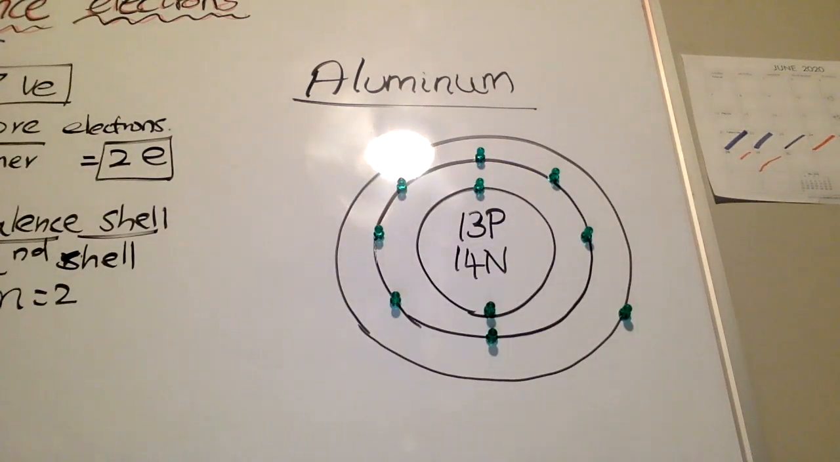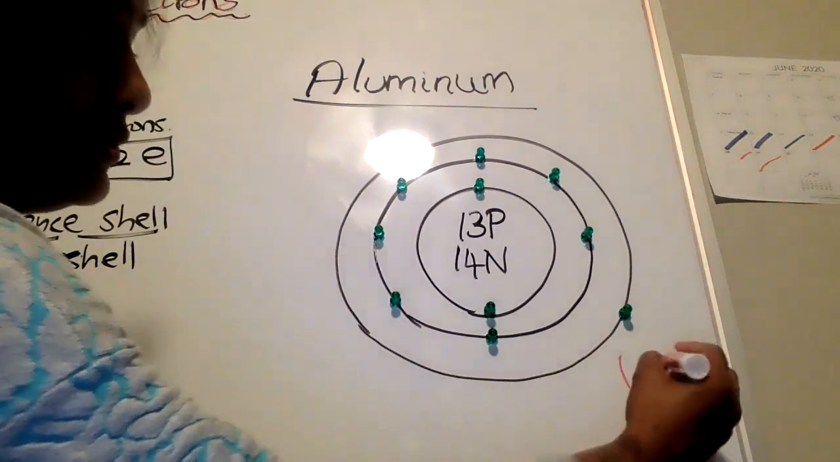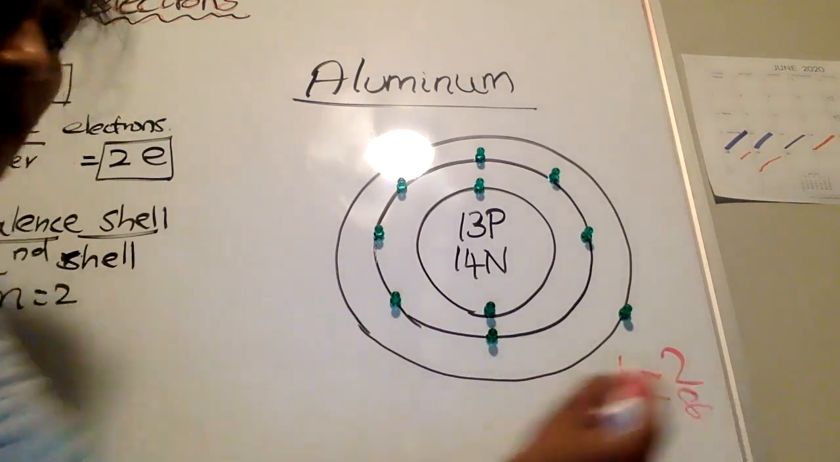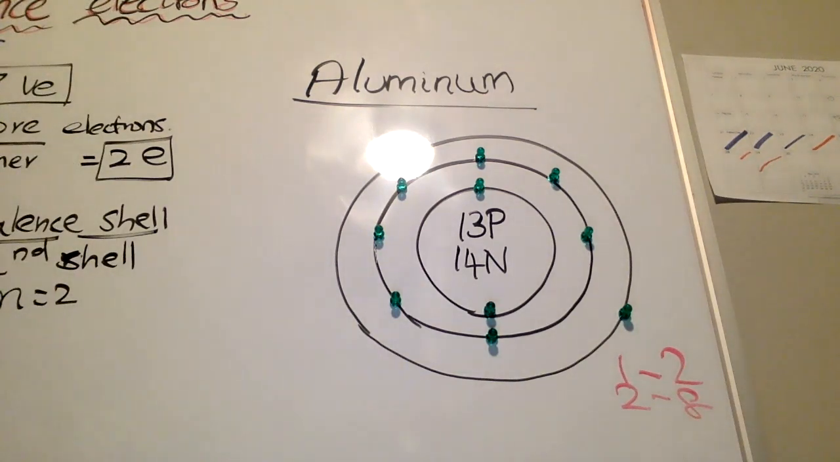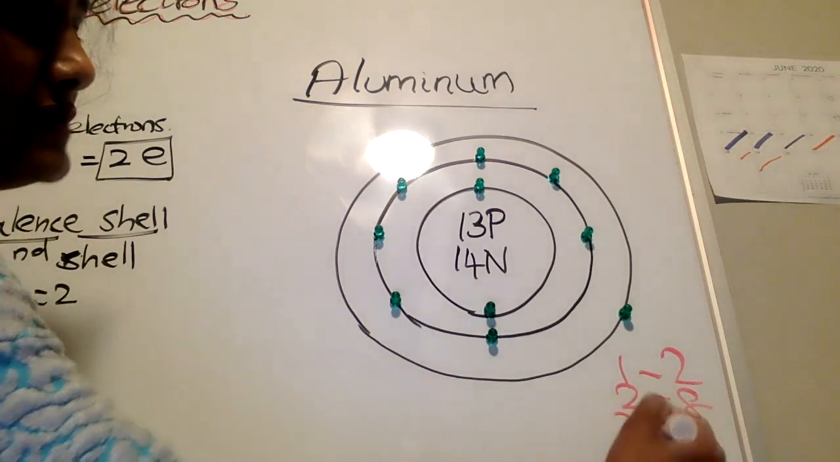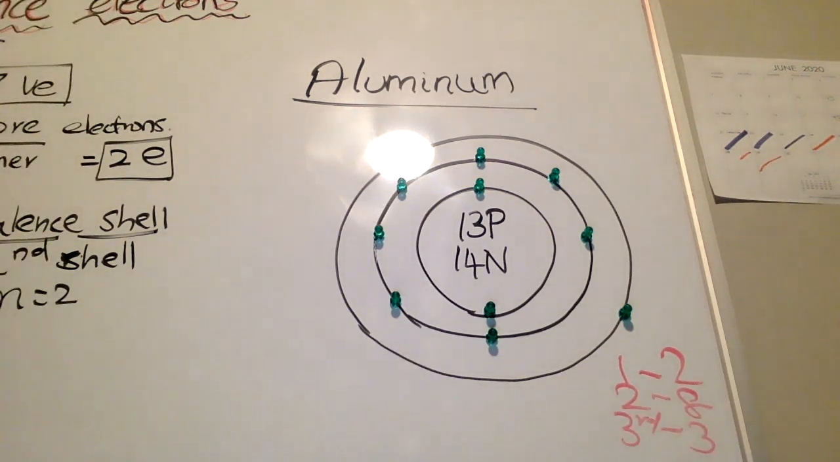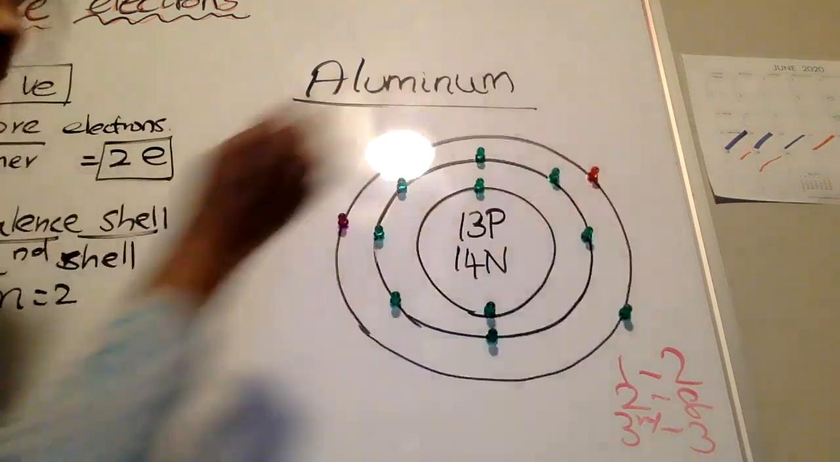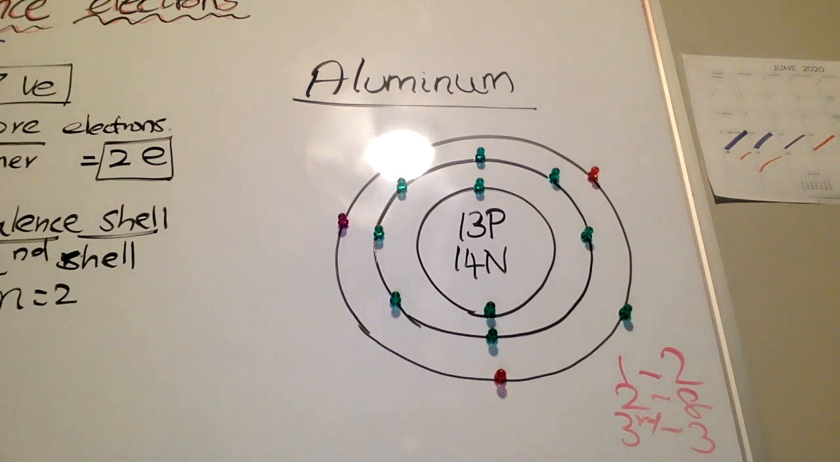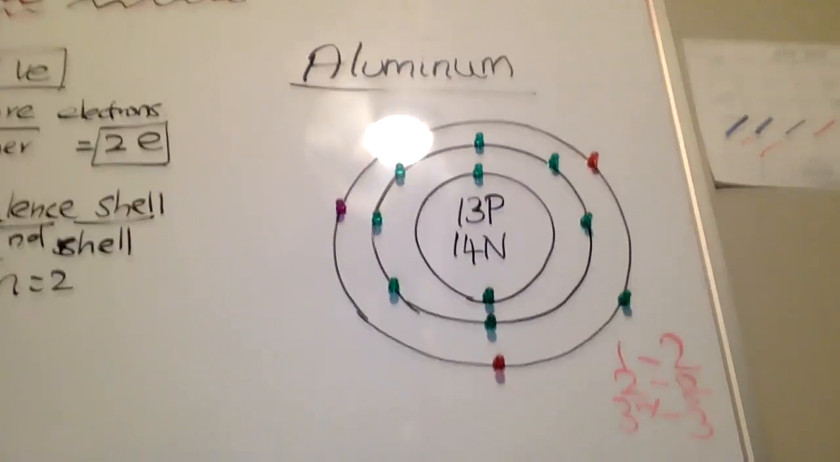So let me write it. So first ring can hold 2 electrons. Second ring can hold 8 electrons. Then how many electrons are remaining? 3 electrons. So the 3 electrons will go into the third shell. So let me put up the 3 electrons in the third shell. 1 and 2 and 3.